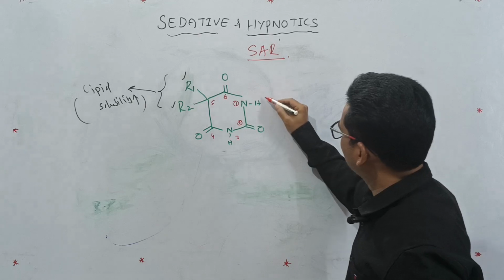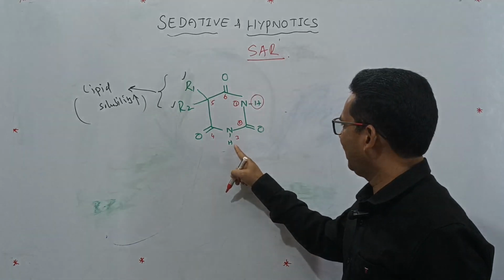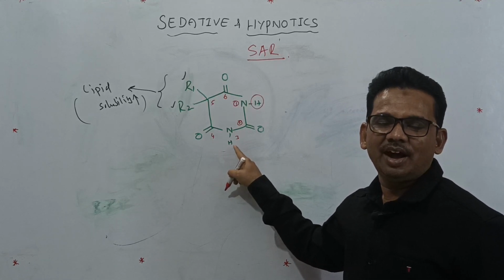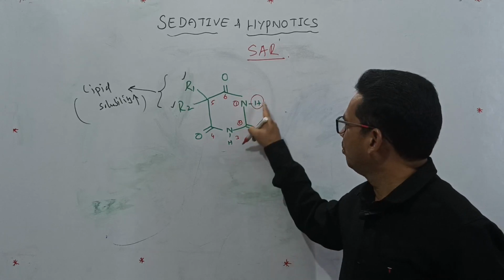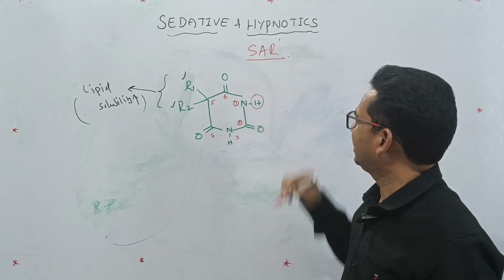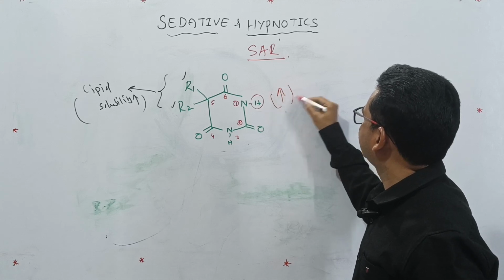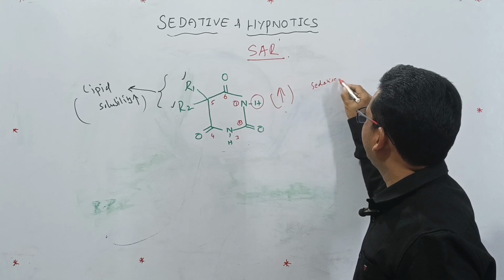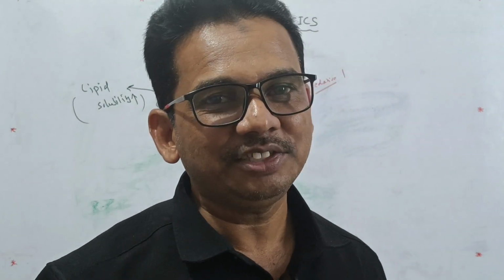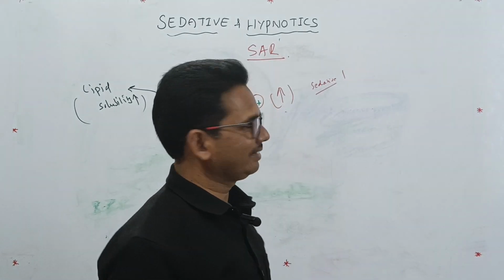Any one you can substitute, only one, because one is required for the protonation, the ionization of the drug, after crossing the blood-brain barrier. If both are substituted, it decreases the sedative and hypnotic activity. If only one is substituted, it is going to increase the sedative and hypnotic action. We cannot even imagine how minor a difference here makes the change.